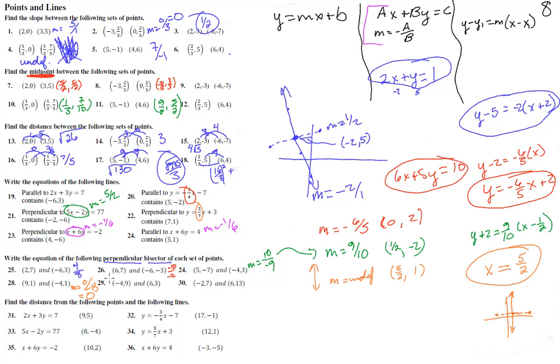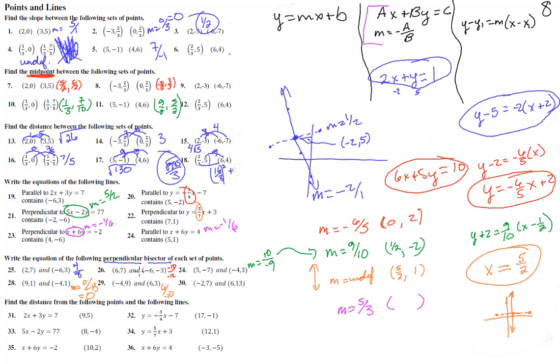All right, number 29. 9 minus 3 is 6, and negative 4 minus 6 is a negative 10. So the slope is a negative 3/5. So we've got to get a positive 5/3. Let's put that over here, positive 5/3. And let's find the point that we're going through.